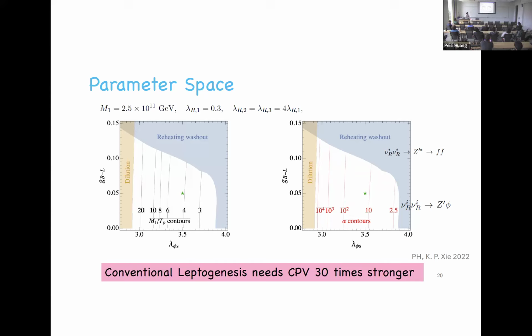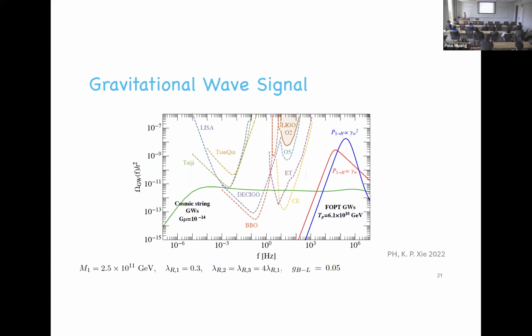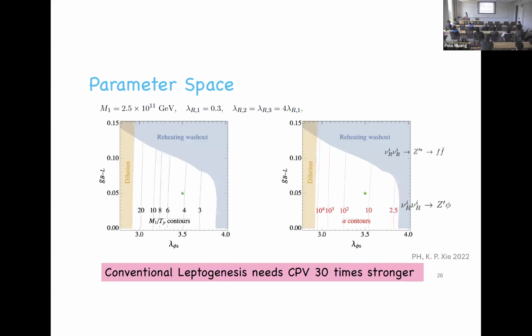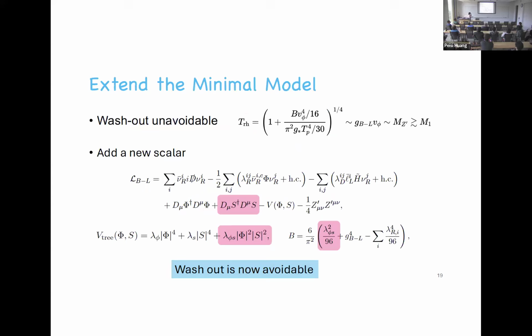So let's look at some signals using this point. So the signal wise, this is lambda phi s, lambda phi s is the portal. It's very large. Yeah, we're looking at large couplings.